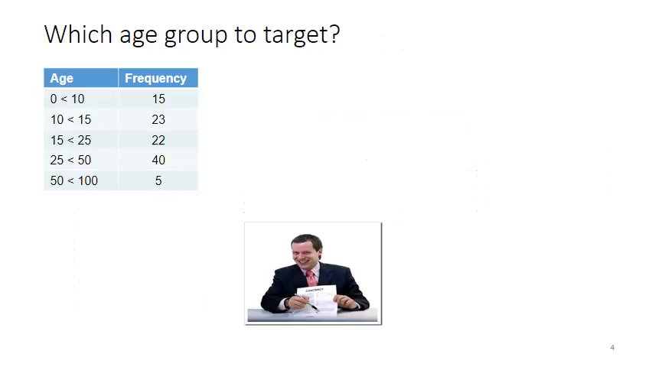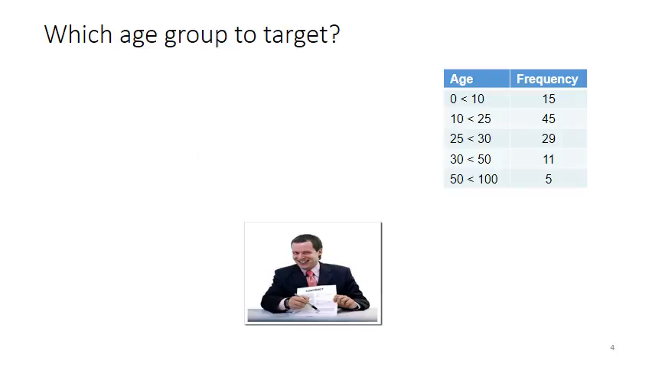Let's have a look at another example. Here we can see that 23 people are of the age range of 10 but under 15. And let's say this is the number of people in the age of 10 but under 15 who are willing to buy our product. As we can see, most people in this example are 40, which is the age range of 25 but under 50. This indicates that we should perhaps focus on this age range.